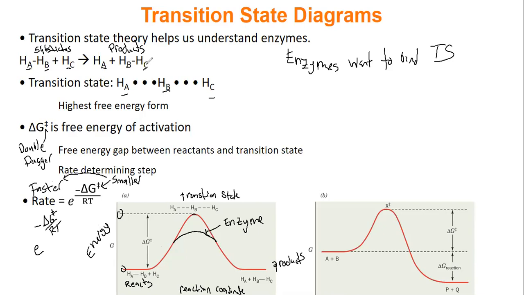One thing to keep in mind though, enzymes never change the free energy of a reaction, right? They will never make a reaction more favorable. They never change delta G. All they do is speed up the reaction. And by speeding up the reaction, they make equilibrium happen faster. But they never change the free energy of the reaction.